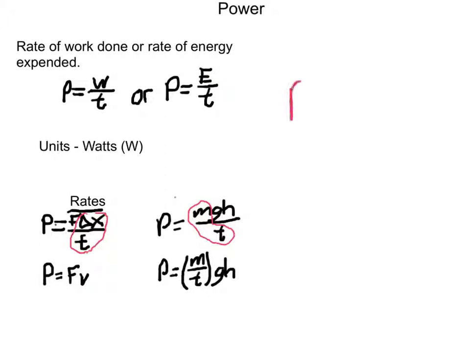Let me choose a different color. Power equals, now work, the equation for that is F delta X, right? F delta X over T. And so if you can figure out the force it takes and how far it goes, delta X, so the force it takes to push the thing, delta X, how far it goes, time, how long it takes to do it, you can get power.